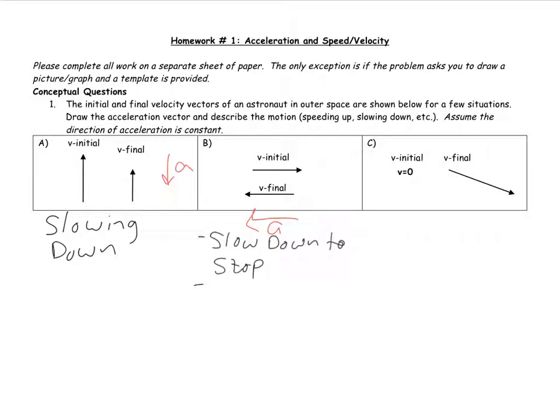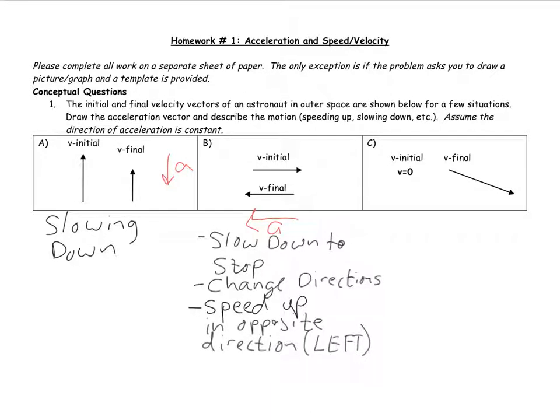At that point, it's going to change directions, and once it's changed directions, it's now going to continue accelerating to the left, and that's going to lead to the object speeding up in the opposite direction, to the left, because in that case our acceleration vector and our velocity vector will be in the same direction.